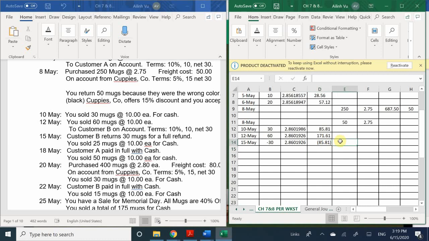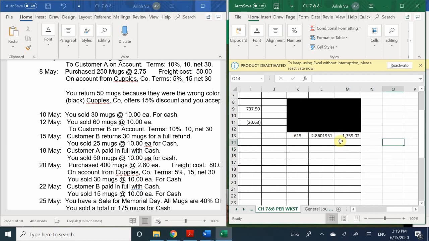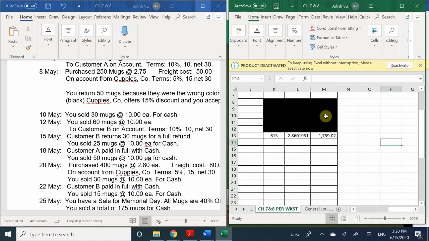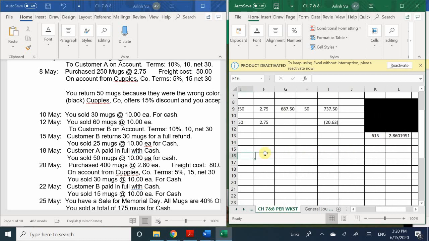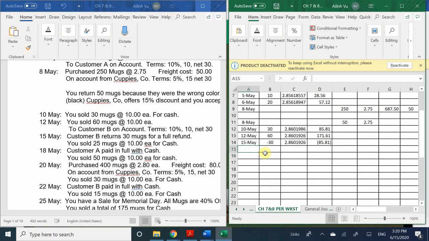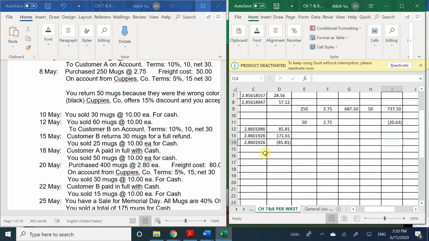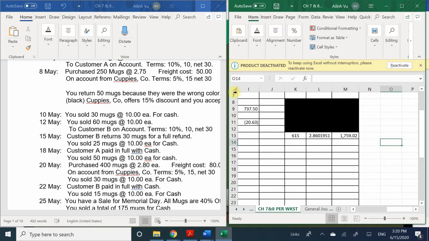So what's going to happen here is we're going to adjust inventory and we're going to add back all of that information. So in this case, hold on, let me see what line I was on. Okay, so I was on this line here, and we're going to indicate that we have to return those 30 mugs. Okay, so here we're going to take 615 and we're going to add back our 30 mugs.